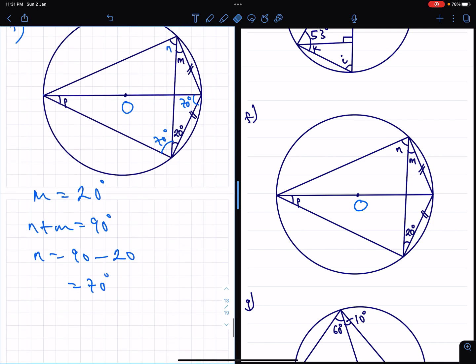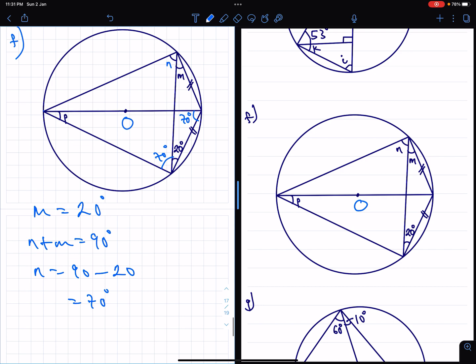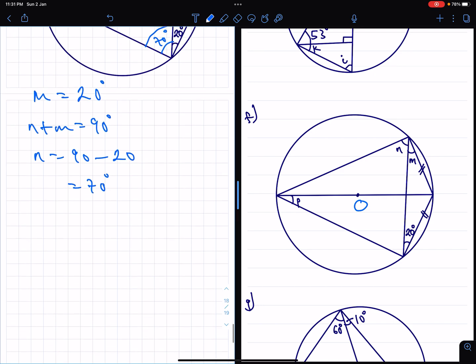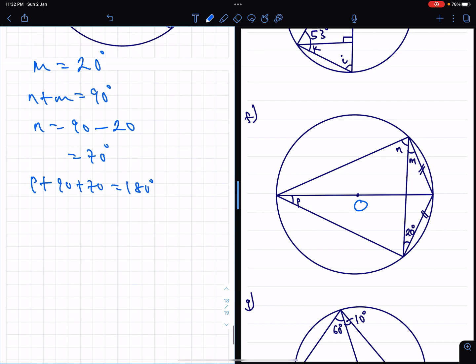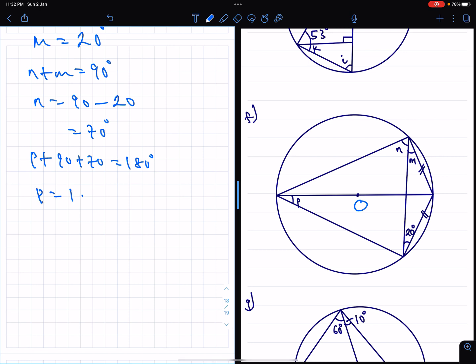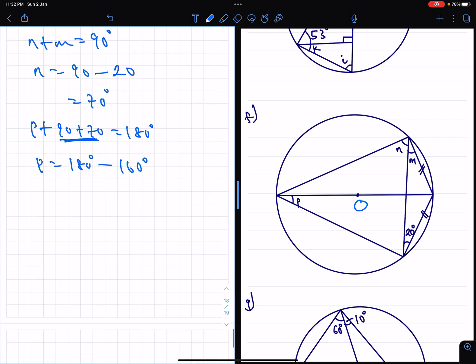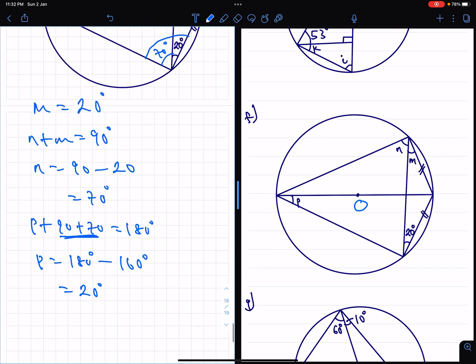So that simply means the whole of this is 90. So angle P plus 90 plus 70 is 180 degrees, which simply means angle P is 180 minus 160 degrees. 90 plus 70 is 160, and that means P will be 180 minus 160 degrees, which means 20. P is 20 degrees simply.